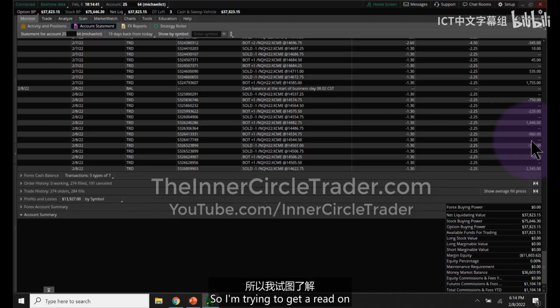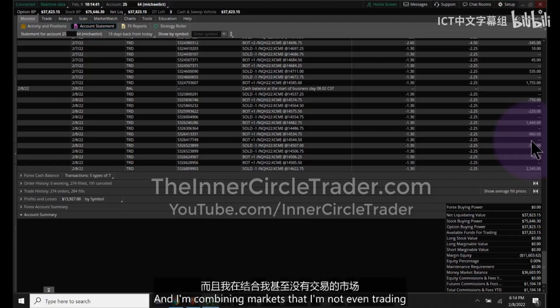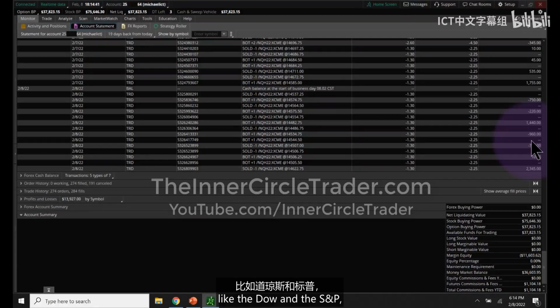So I'm trying to get a read on this environment as a whole, not just my own asset class. Since I'm trading the NASDAQ, I'm not limiting my view or analysis to just NASDAQ. There has to be some intermarket relationships. Okay. And I'm combining markets that I'm not even trading, like the Dow and the S&P, but I'm using the feedback that they're providing me in terms of intermarket relationships.